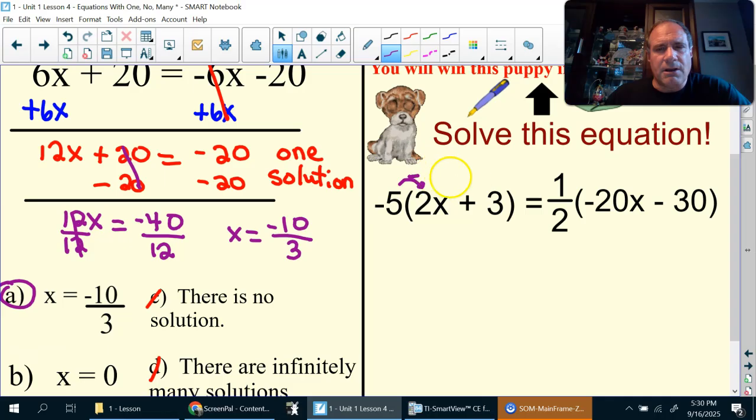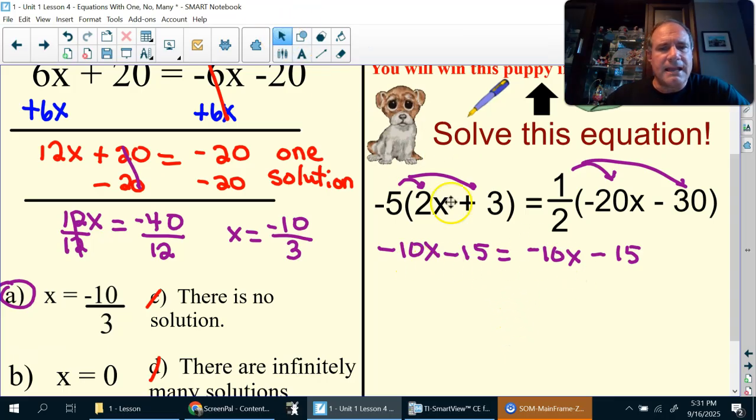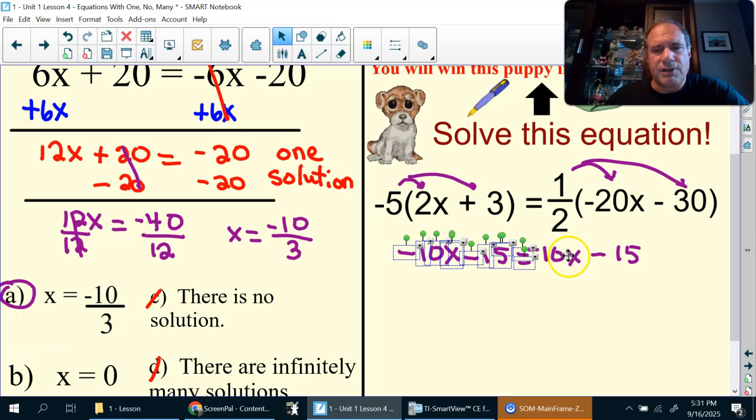All right, so here we go. Solve this equation, win the puppy. Negative 10x, negative 15 equals, and half, remember, when you multiply by a half, it is half of the number. So I'm not even using my calculator. Half of negative 20 and half of negative 30 is negative 15. So we have the same exact expression on both sides.